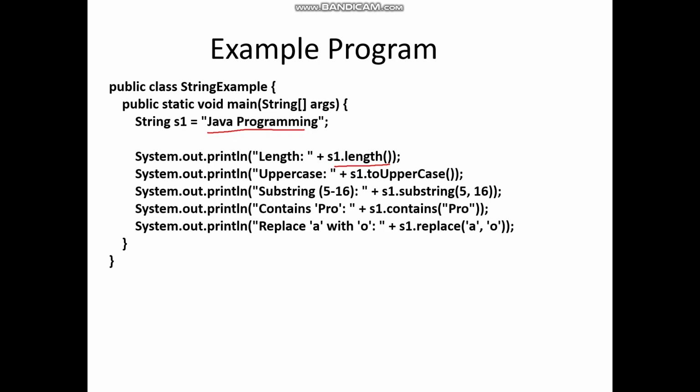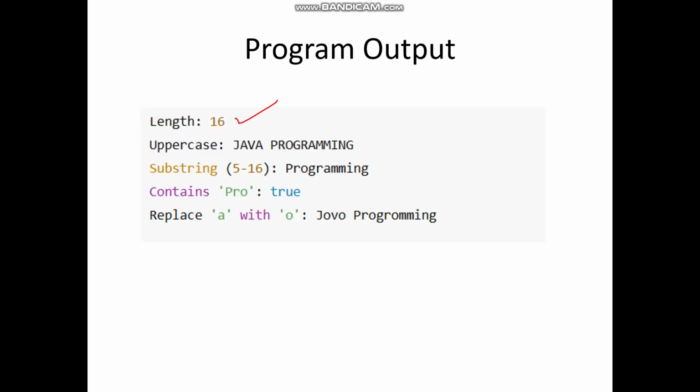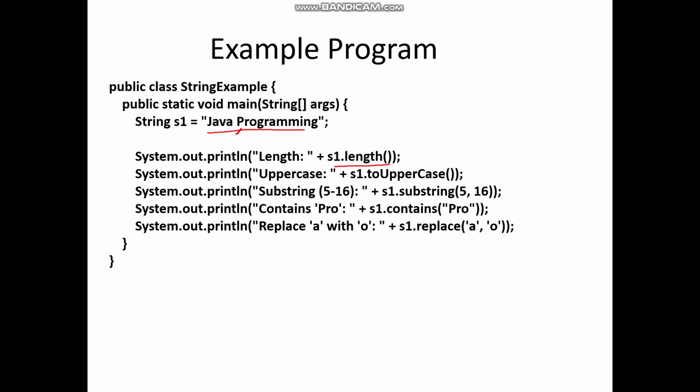Next, substring 5 to 16. s1.substring(5, 16) from the index 5 onwards. This is 0, 1, 2, 3, 4, and 5. Index 5 is from the P onwards. From the P onwards, okay, like this one. Programming, that is the answer.